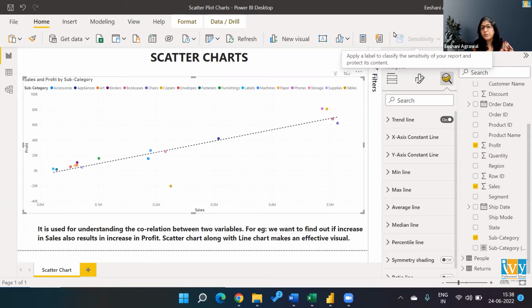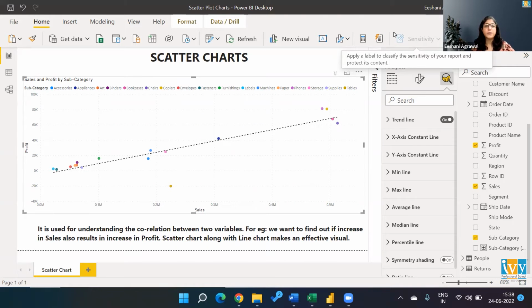And sometimes what happens, the discounts are very high. So I might see a very big rise in the sales, but the profitability might be less. So I want to see that for the various subcategories in this data set, when the sales are increasing, does it also reflect that the profit is increasing?